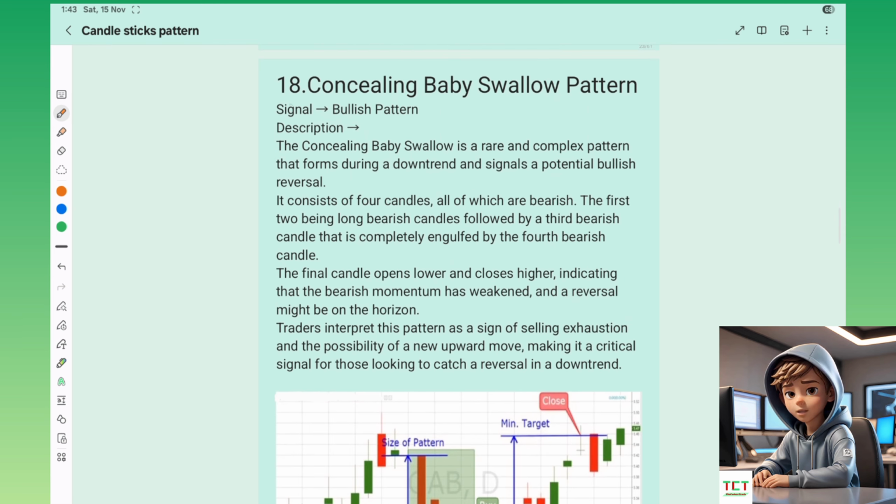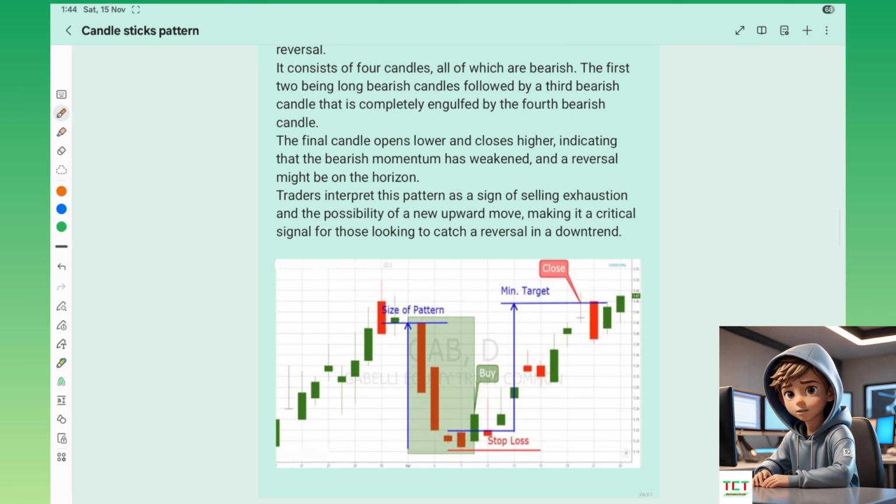Now we're going to learn about a very rare and complex pattern, the concealing baby swallow. This is one of the most unusual patterns you'll come across, but it's quite reliable when it appears. This is a 4-candlestick pattern.